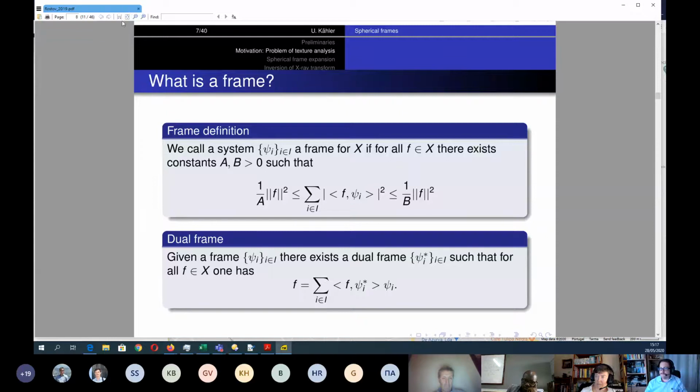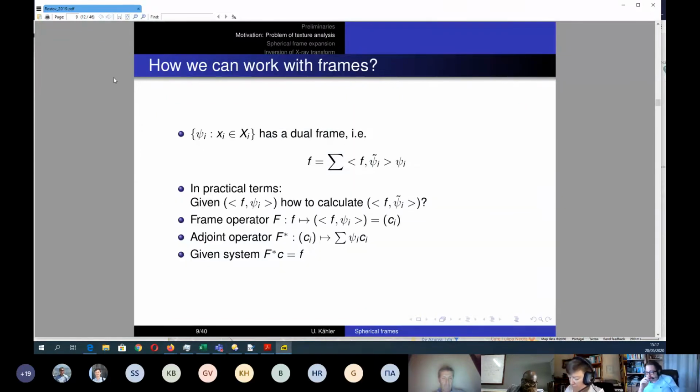The question, of course, is how we can work with them. One can simply say, well, we always have a bi-orthogonal frame, so I can always write it like this. And in practical terms, the only thing I usually have from the measurements is the inner product between F and psi I. And for representing F in that form, I need to calculate the coefficients with respect to the bi-orthogonal frame. This can be done rather naively by taking an operator which maps the frame coefficients into my coefficients CI, which means that its adjoint picks up any sequence and evaluates the sequence on the frame. And if I want to solve it, it means that I would have to solve a system like this: the adjoint operator to C applied to F.